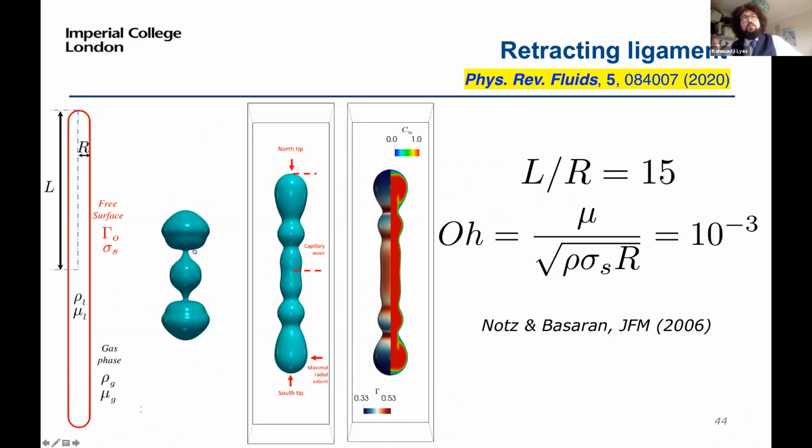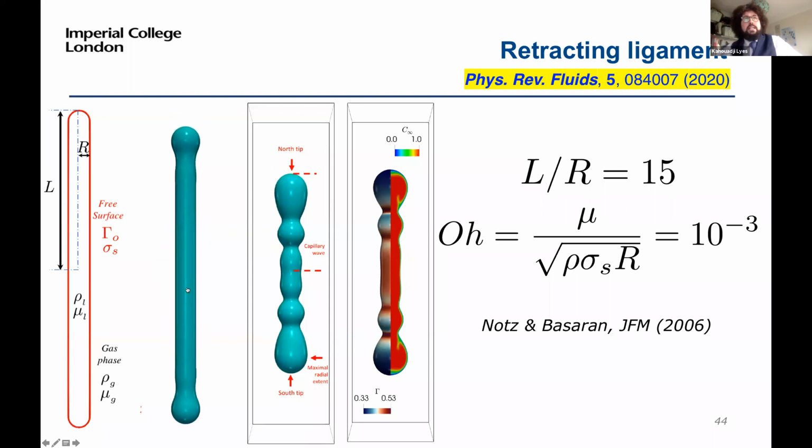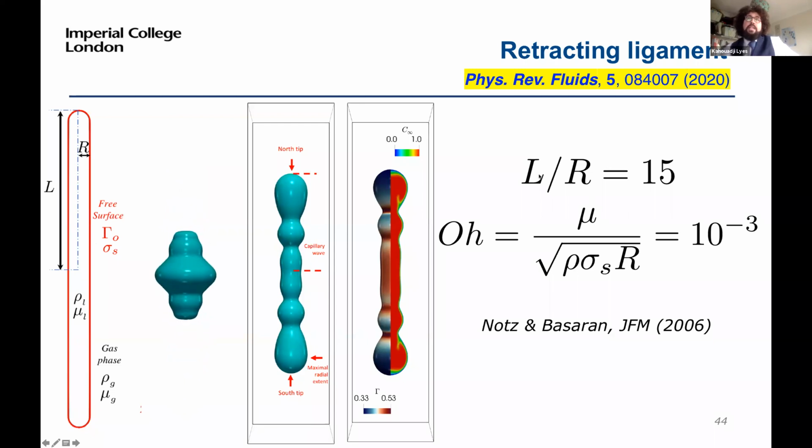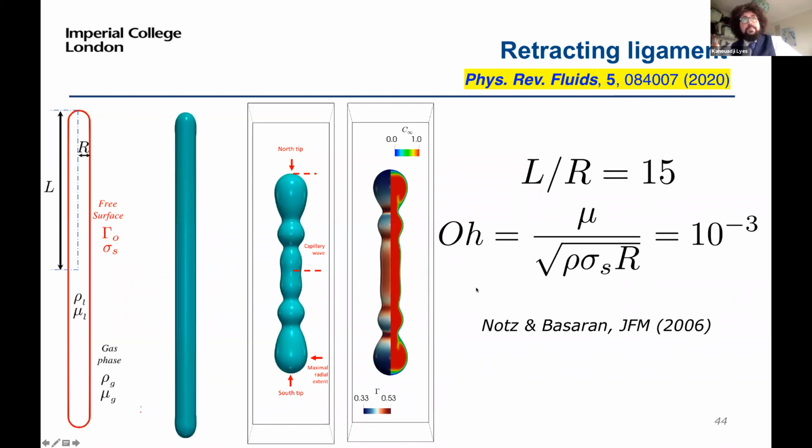This is a ligament, and we go beyond the pinch-off. And this is the retraction of the ligament in a clean situation. So this is the configuration. You have the aspect ratio, length over the radius, and the other control parameter is the Ohnesorge number. We fix it to a constant value of 10^-3, and we vary all the types of surfactant.